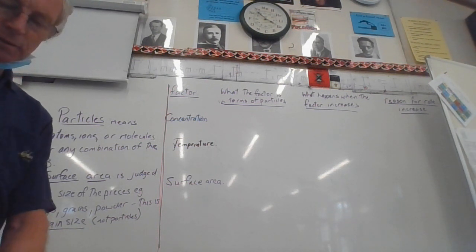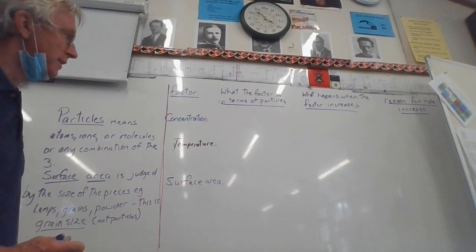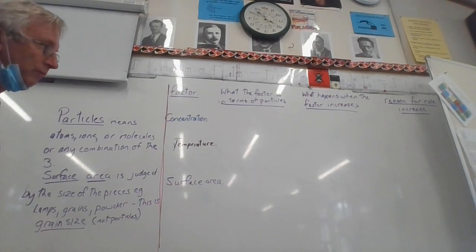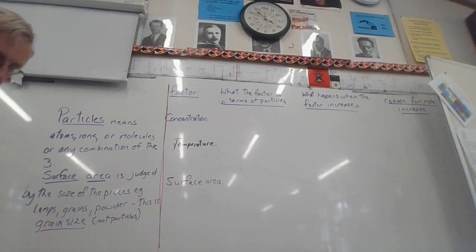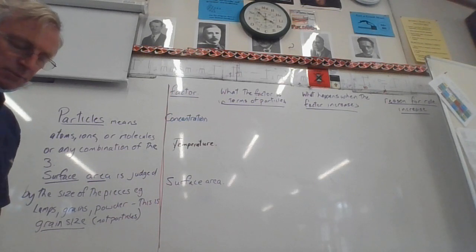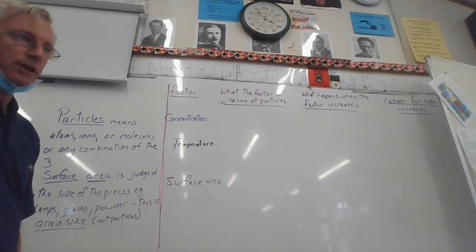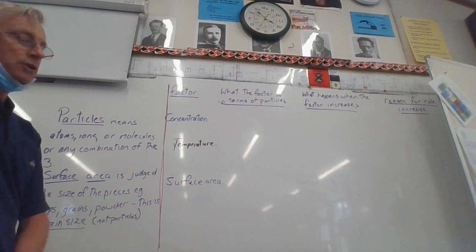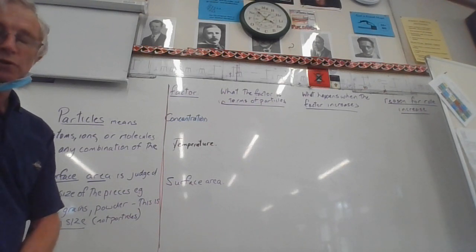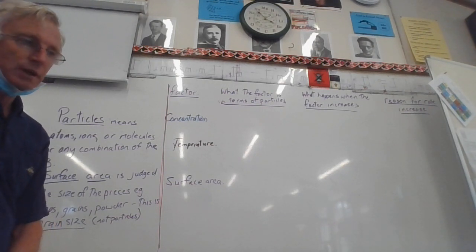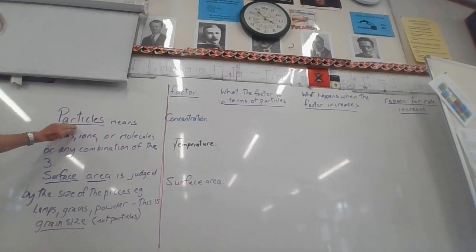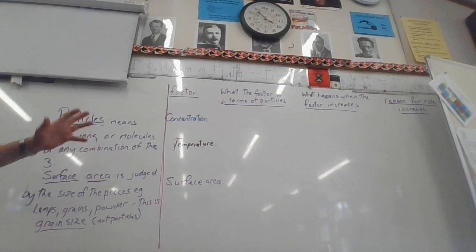Right, this is the major bit of excellence for rate of reaction, okay? And for excellence, you have to explain the speeding up or slowing down of the rate of reaction using terms about particles. So first up, what do we mean by particles? We're explaining things. We're talking about the particles, which could be atoms, ions, or molecules, or any combination of those three things reacting.